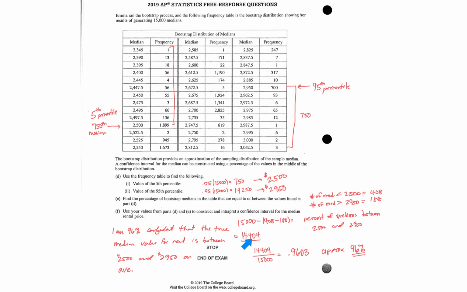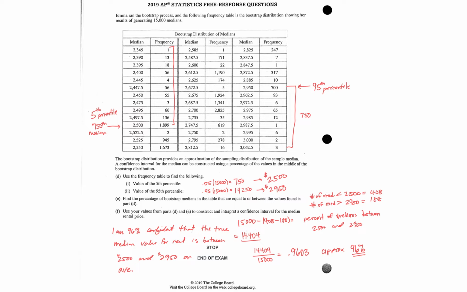And if I want to know the percentage, the percentage would be the total amount divided by the total number of medians, which would give me about 96%, a little bit more. And again, you could have included the 2,500 and the 2,950 values, and I think you would still have gotten somewhere close to 96%. I think they accept both of those answers as correct.